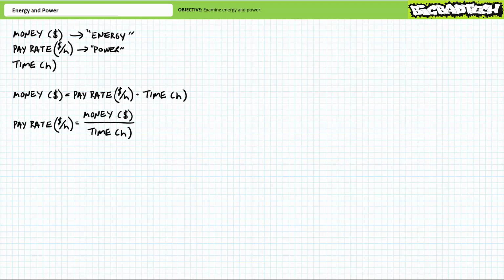If you wish to calculate your pay rate following a task, one would manipulate the same equation to solve for pay rate. Take the sum of money you earned and divide it by the time it took you to earn it. Dollars divided by hours yields dollars per hour. Finally, if you wish to calculate the number of hours it would take to accumulate a certain amount of money, you would manipulate the same equation to solve for time, where dollars divided by dollars per hour yields hours.